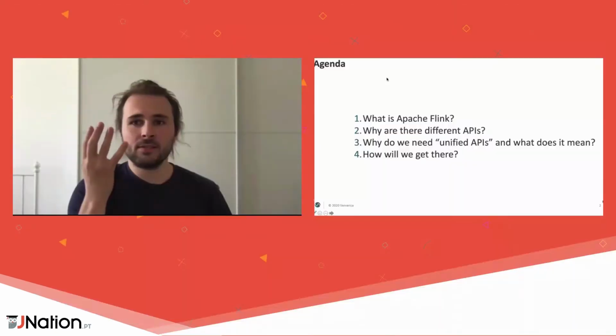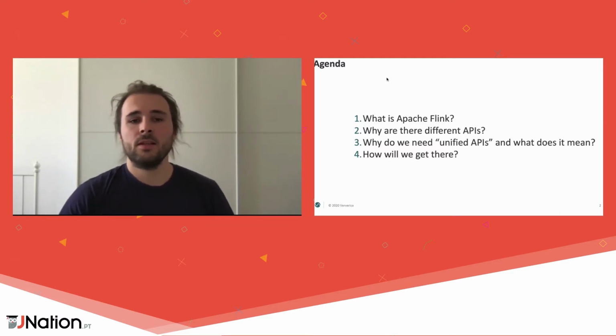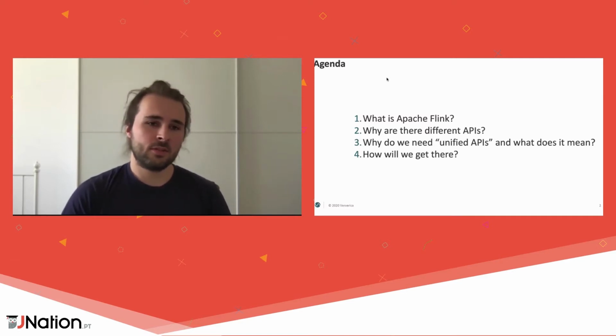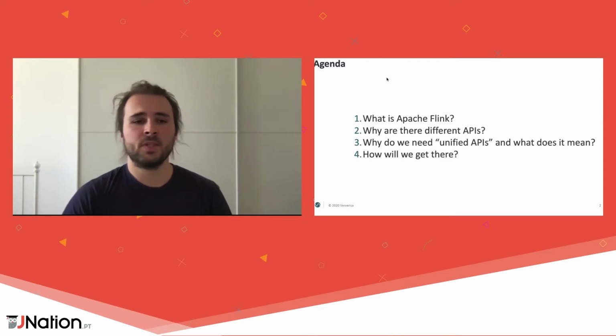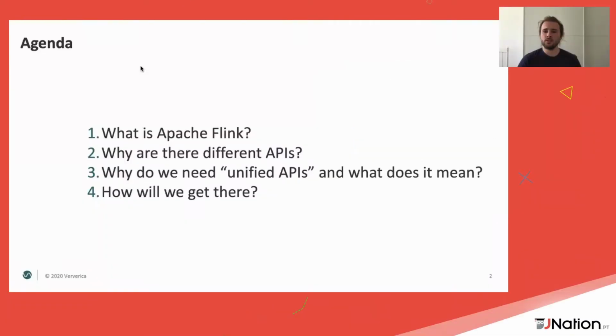There's 4 things that I want to tell you about today. The first thing is, what is Apache Flink? Because that's what you need to know to understand the other 3 points. Then we will talk about why there are different APIs in Apache Flink. And then this leads us naturally to the third question, why do we want to unify these APIs? And what does it mean to have unified APIs? And the 4th point is describing the road. How will we actually get there?